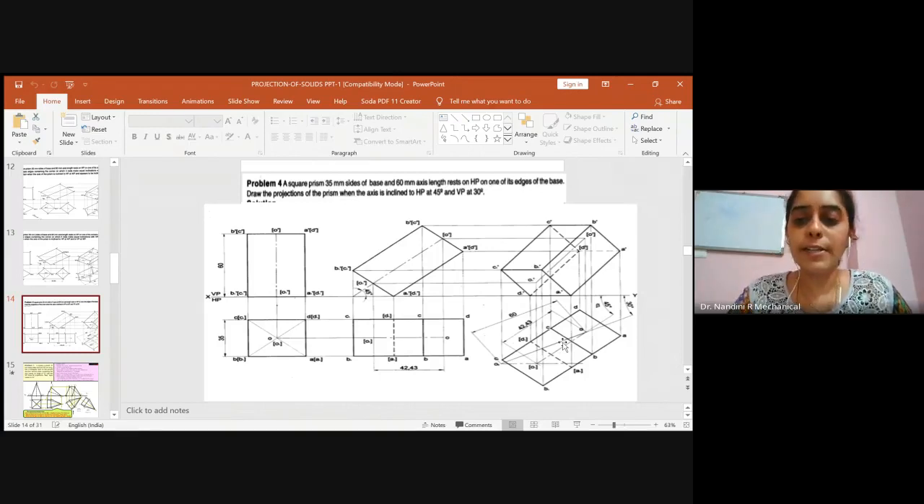So when it has been inclined to 45, when it has been inclined directly to VP, we have to determine the apparent angle. So first and second stage you know how to construct, only the last stage you should understand. Okay, so since it is a regular square prism of 35 mm resting on one of its side on HP, you know how the position will be.